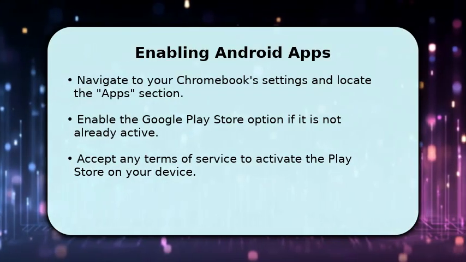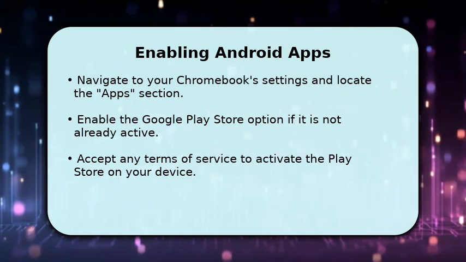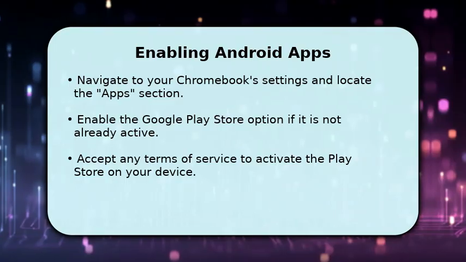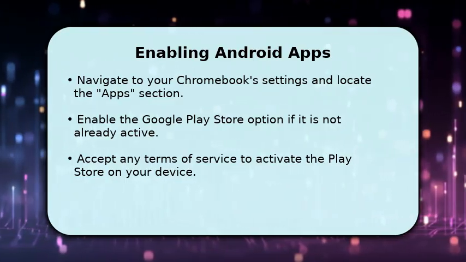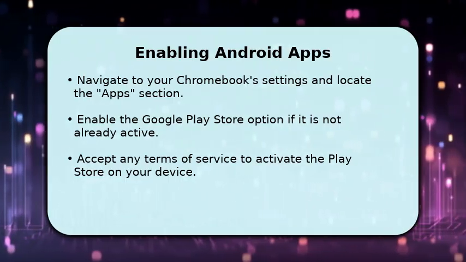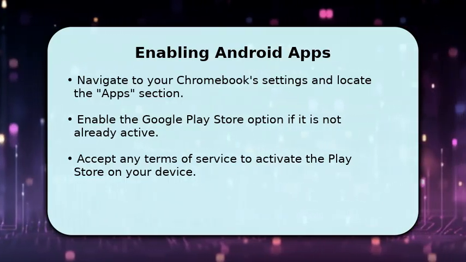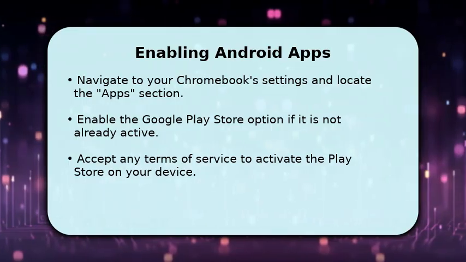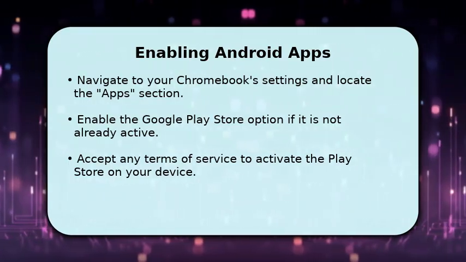To get started, open your Chromebook settings menu. Look for the Apps section, and within that, you should find an option for the Google Play Store. If it's not already enabled, simply toggle it on. You might need to agree to some terms of service to fully activate the Play Store. Once enabled, you'll have access to millions of Android applications, including Clash Royale, right on your Chromebook.